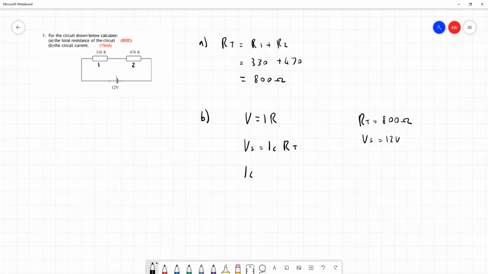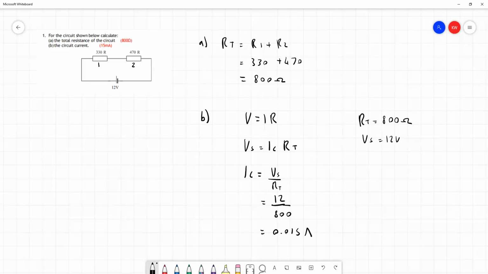So rewriting our formula, I equals V over R. We can then put in our values. We have 12 divided by 800. When you put this into your calculator, you're going to get a number that's less than 1, and you'll see the answer appears to be 15. But let's just explain what's happening here. The value you should see in your calculator is 0.015, and that's correct.